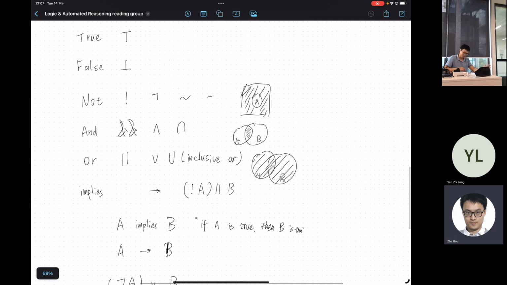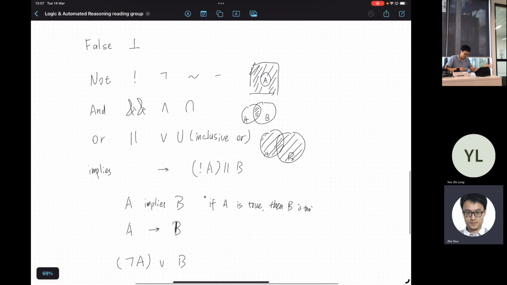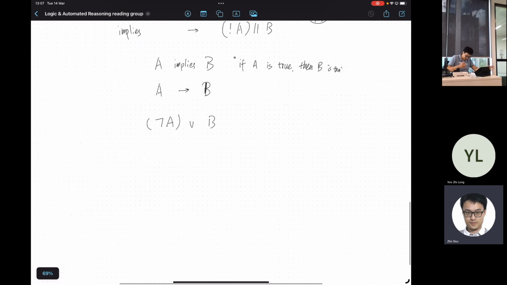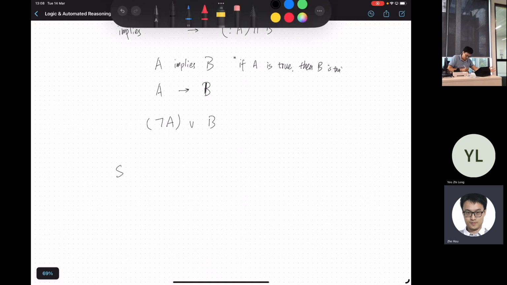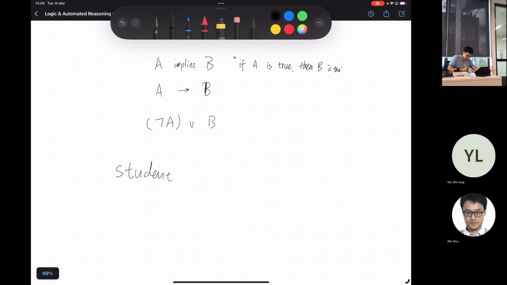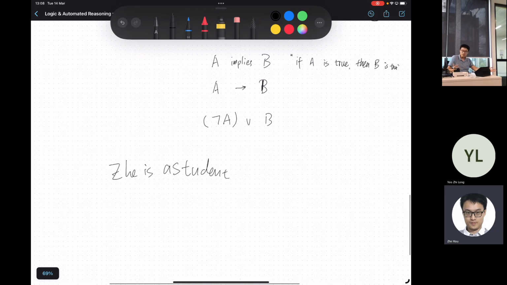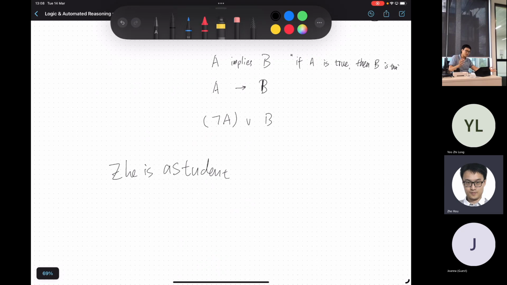There's nothing much we can talk about for true and false. True is just true, false is just false. So NOT is really simple. Let's have a statement. Let's say the statement is "Z is a student." And we want to apply the NOT to the statement. So "not Z is a student" just means Z is not a student.